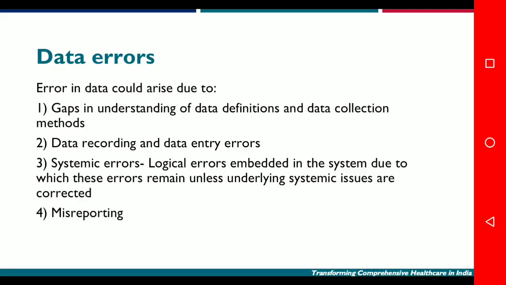Next is data recording and data entry error. If you are recording and something goes up and down, you didn't do it properly with complete concentration, that is also an error. Whatever you had to fill in one place, if you put it above or below, that will change the complete sense or complete information. Next is systematic error, a logical error embedded in the system, due to which these errors remain unless the underlying systematic issues are corrected. Next is misreporting.